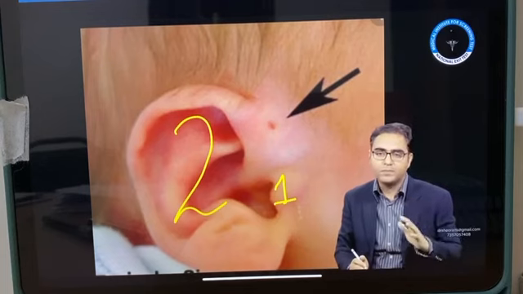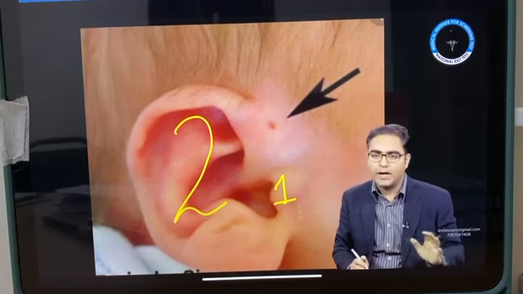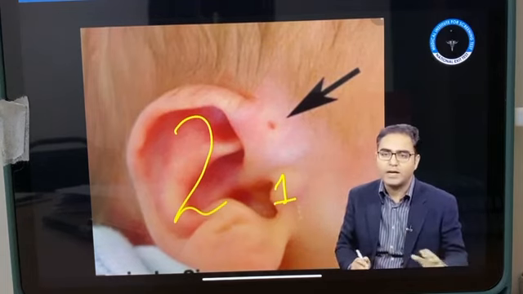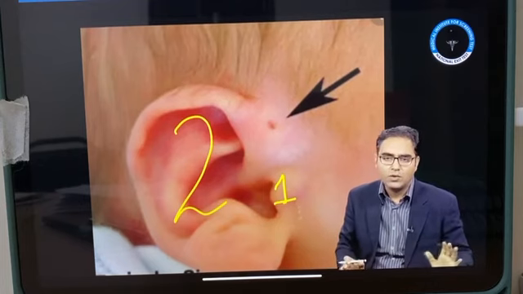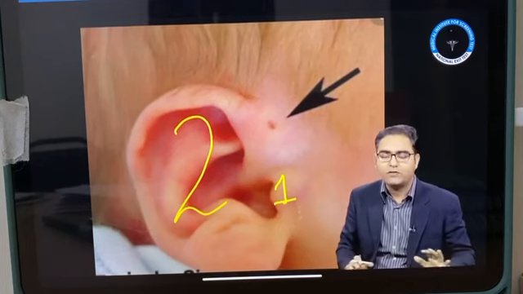Preauricular sinus. Now, if asymptomatic, it needs no treatment at all. You can leave it like that.